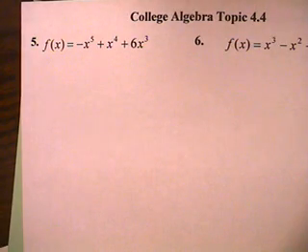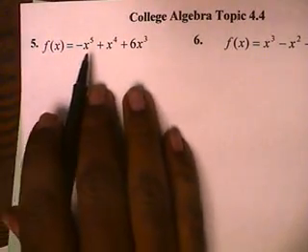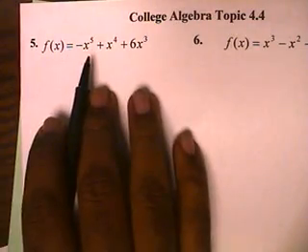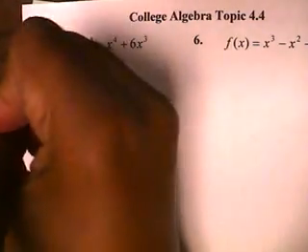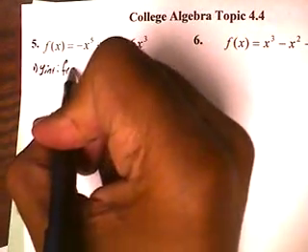College Algebra 4.4, Graphing Polynomial Functions, number 5. We're going to graph this polynomial, which is a fifth-power polynomial, and first we'll find the y-intercept. The way that we find the y-intercept is by making all the x's 0.